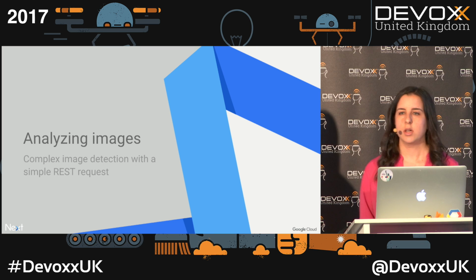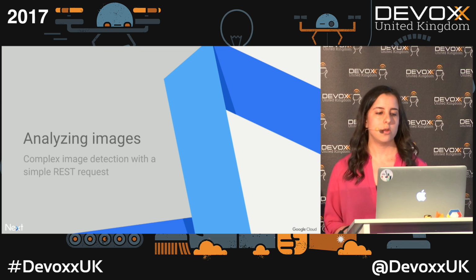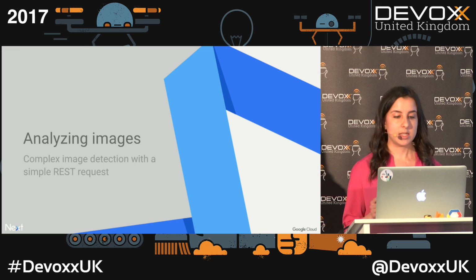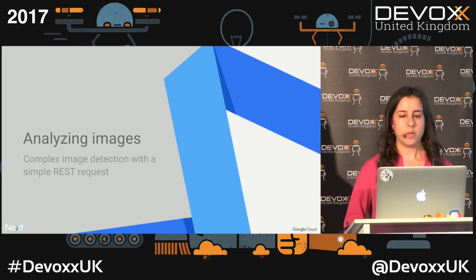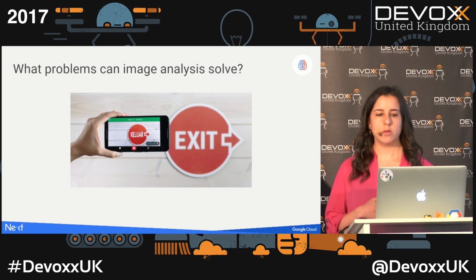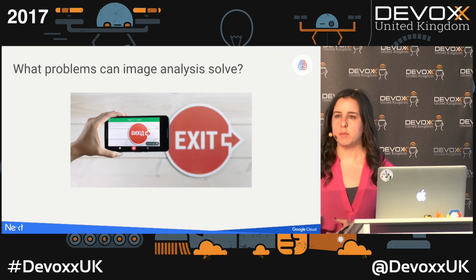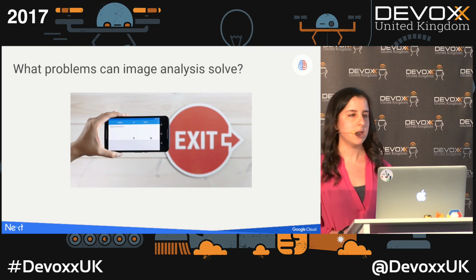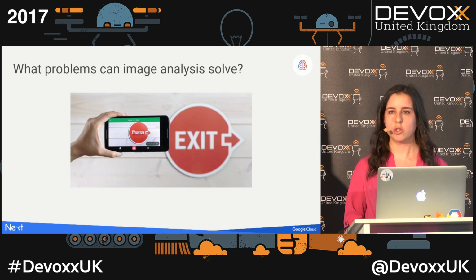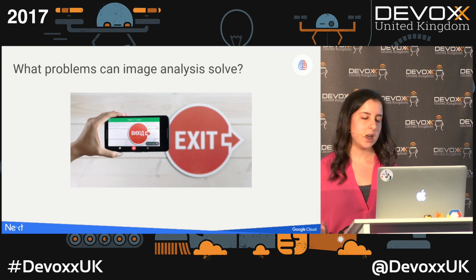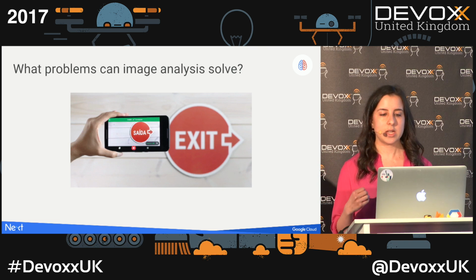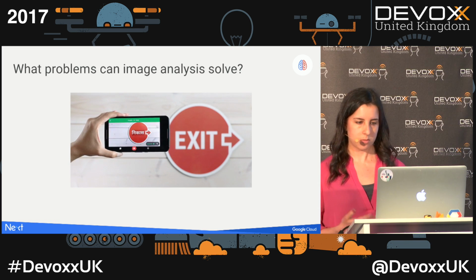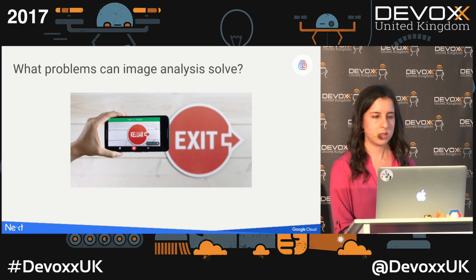The first problem I want to talk about that you can solve with an API is analyzing images. Using an API, you can achieve pretty complex image detection with just a single REST API request. Before I get into how this API works, I want to talk about some problems that it can solve. One thing image analysis can help you do is identify text in an image, which is something you might want to do across a variety of applications. And once you get that text, you might want to do something like translate it or analyze it further.